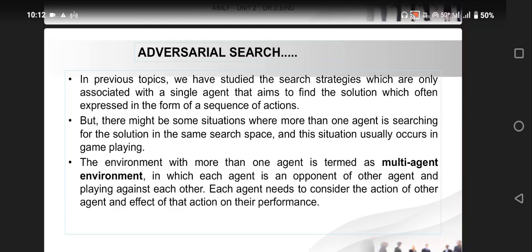The environment with more than one agent is termed a multi-agent environment, in which each agent is an opponent of the other agent and playing against each other. Each agent needs to consider the action of the other agent and the effect of that action on their performance.